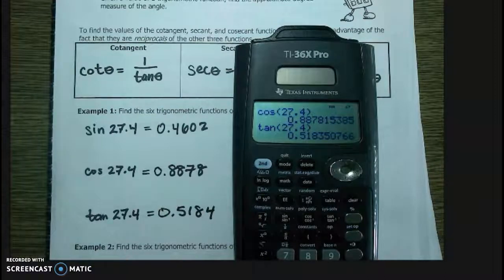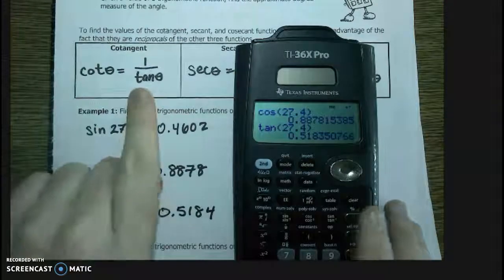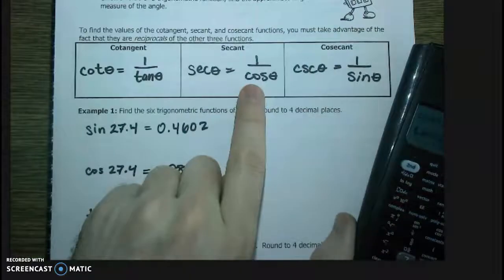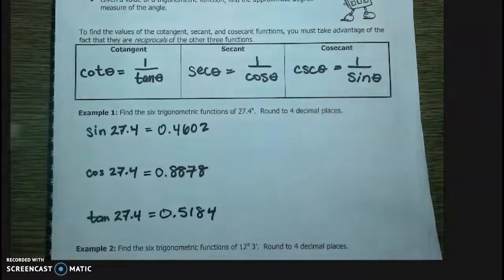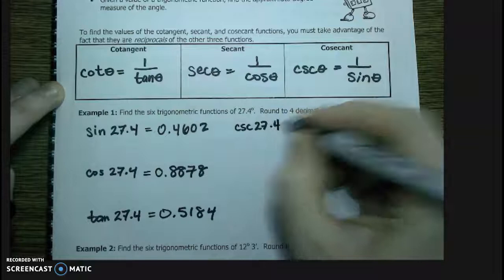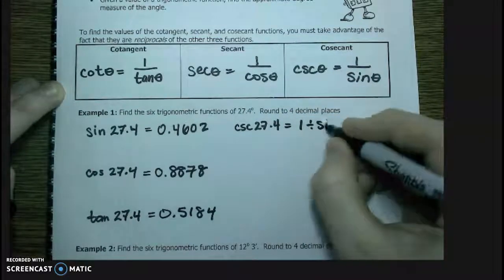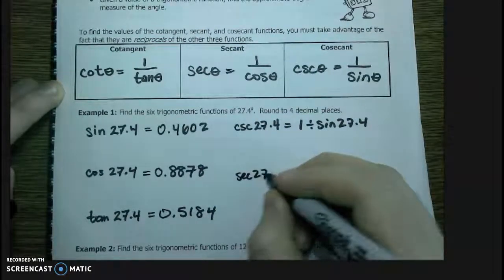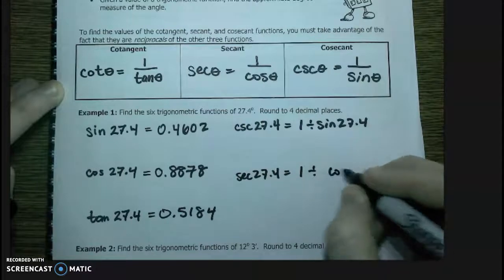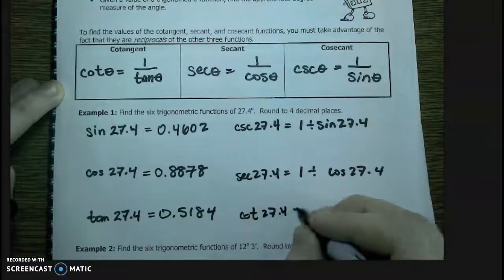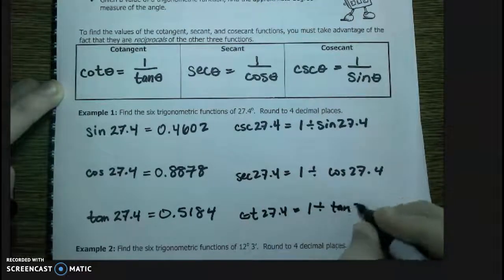Now, what about the other three? We don't have buttons for the other three. So what you'll have to do for cotangent is type in 1 divided by the tangent. Secant is 1 divided by the cosine, and cosecant is 1 divided by the sine. So if I want cosecant, that will be 1 divided by sine of 27.4. Secant will be 1 divided by cosine 27.4. Cotangent will be 1 divided by tangent of 27.4.